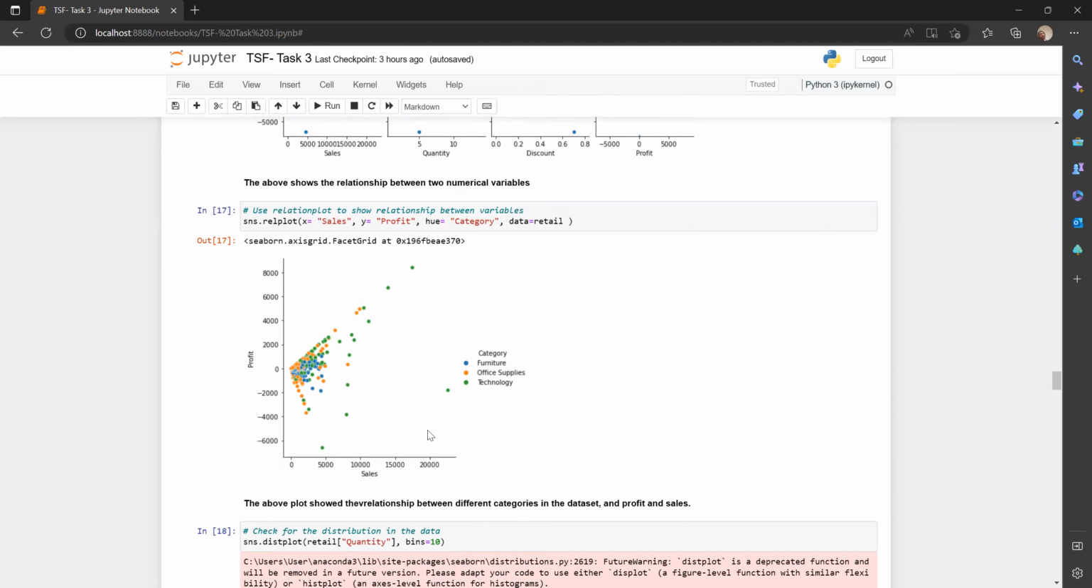I took the sales and profit against the different categories. So the above plots showed the relationship between different categories in the data set and profit and sales. So we can see that the technology category has the highest sales and profit.